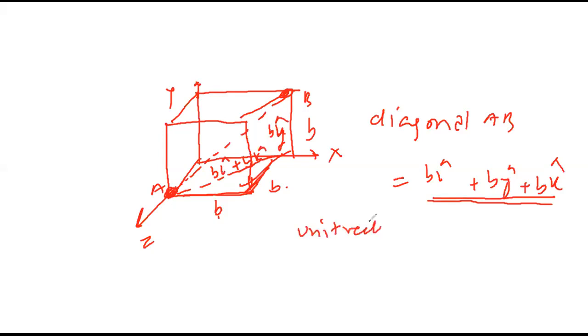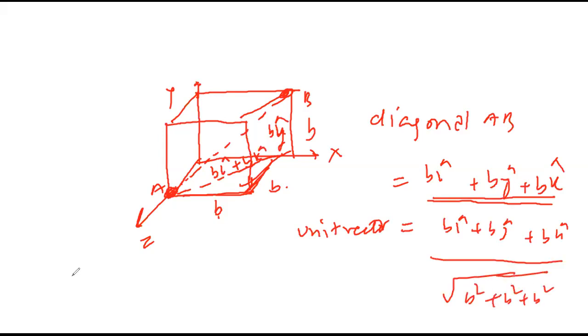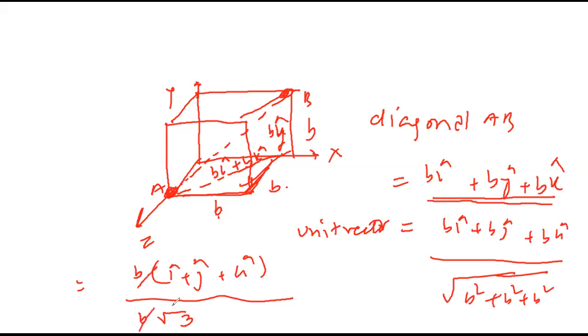Now the unit vector along the diagonal is that diagonal upon its magnitude, which is root of B square plus B square plus B square. If I take B common, it is B times (i cap plus j cap plus k cap), upon root 3 times B square, so B into root 3. So the unit vector is (i cap plus j cap plus k cap) upon root 3. Check the options. D. D option, yes. Solve. See, understand and solve. Nothing is that difficult.